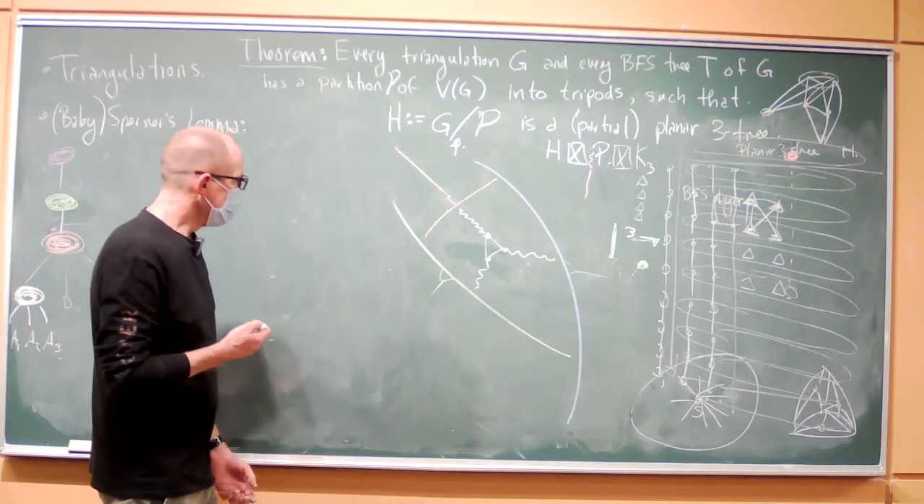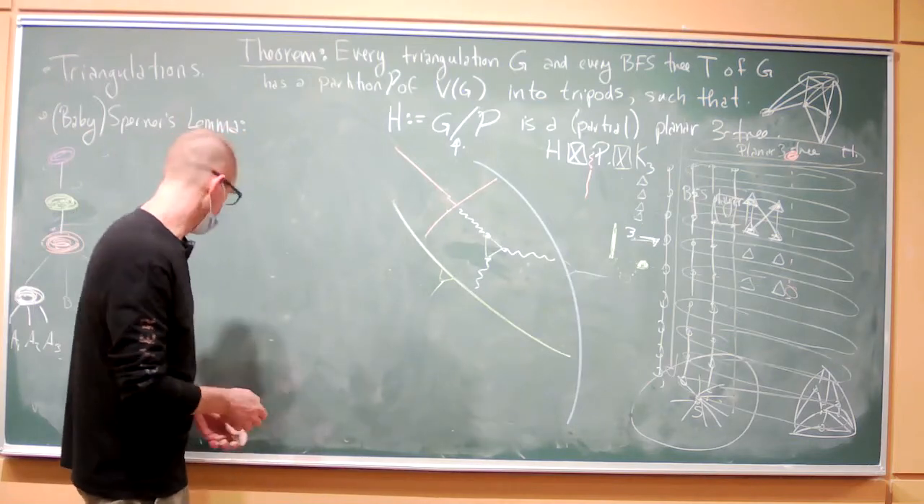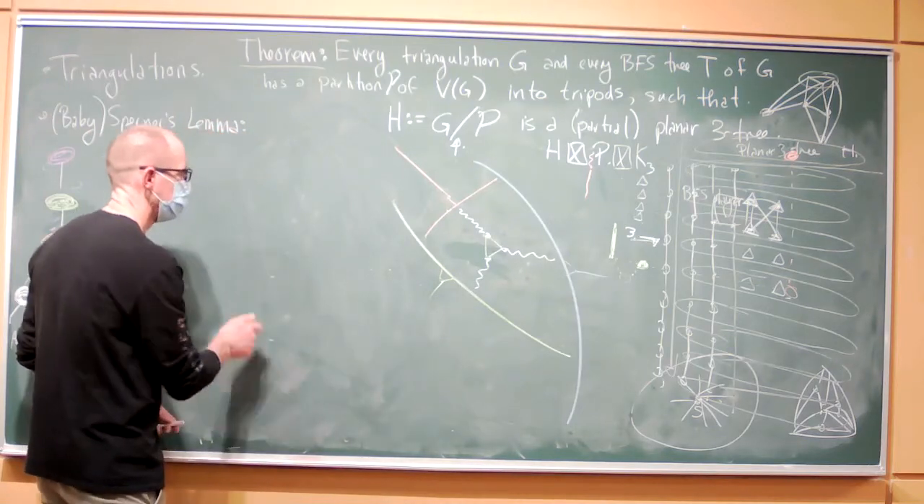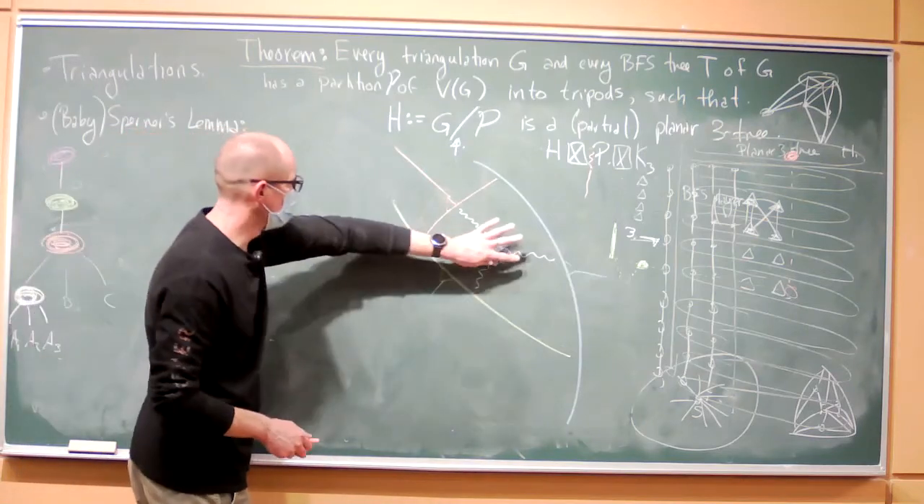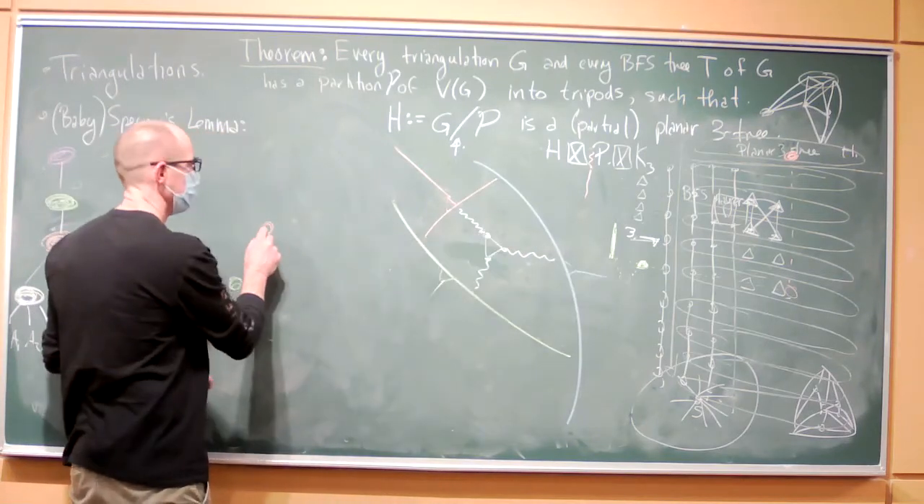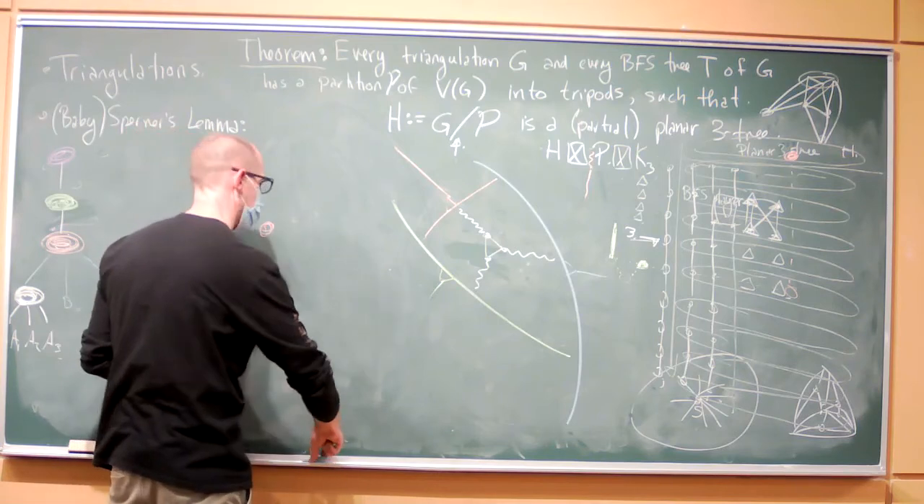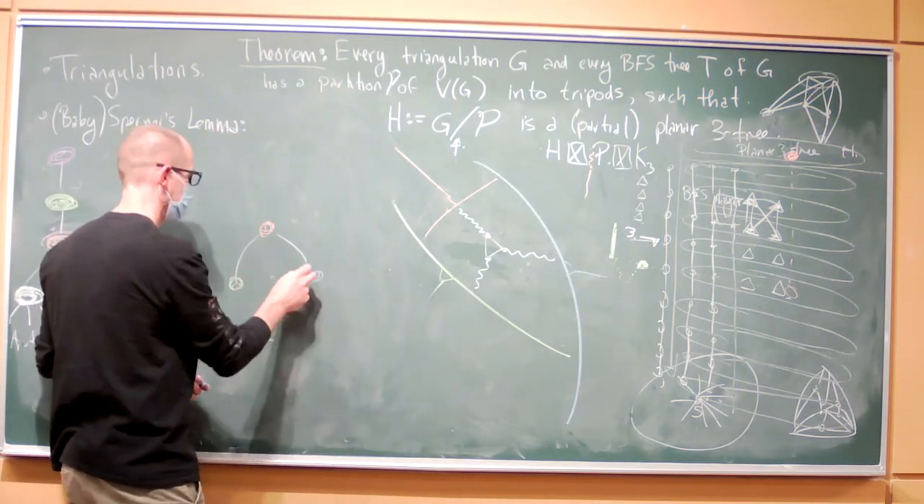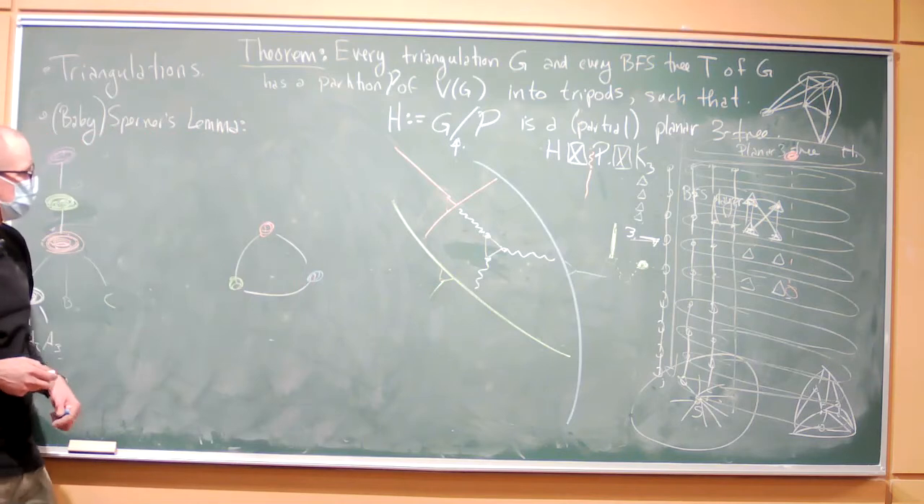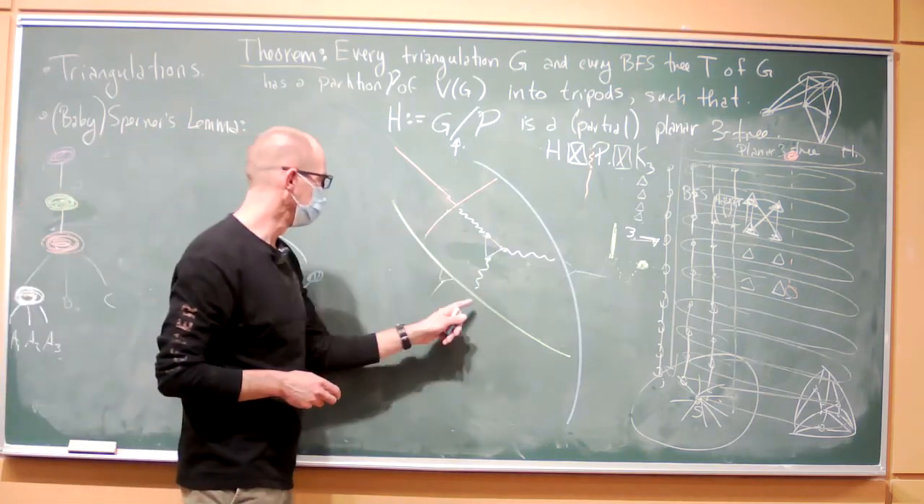And at the next step, right? So in my contracted graph, if I were to contract before I looked at this white thing, I would find a triangular face that looks like this: pink, blue, and green.